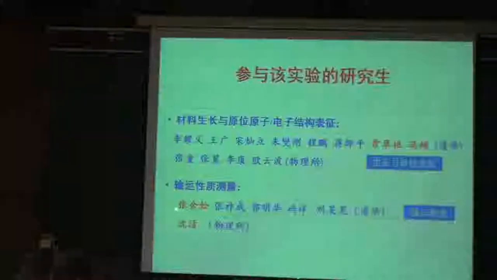For transport, Professor Wang Yayu's group, the list of the students in Professor Yayu Wang's group, and I think some of them, who is here? Zhang Jingsong, and some of the students, I think, in the audience, and also Shen Jie, she did this 30 millikelvin measurement for the quantization. So I really take pride in having so many colleagues and great students working together with us.